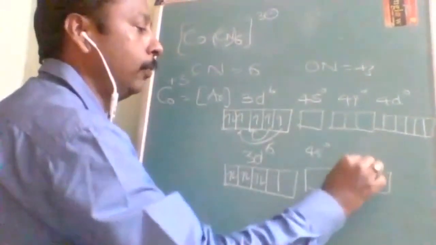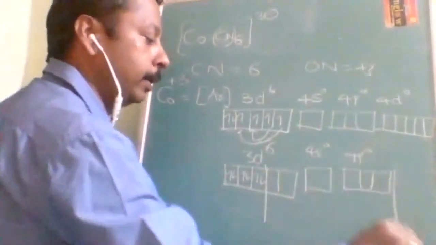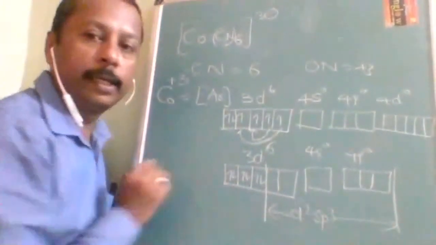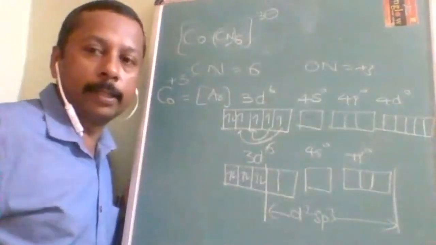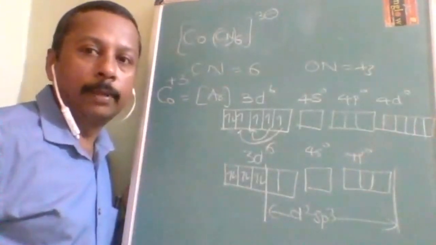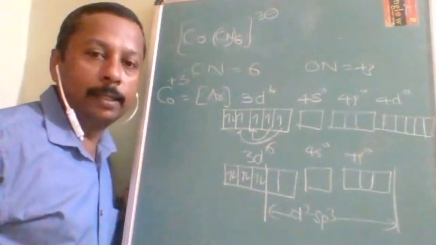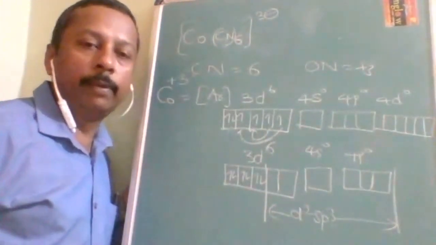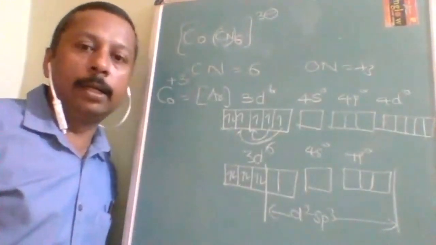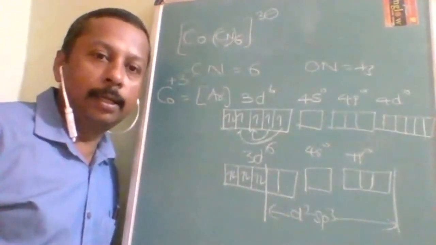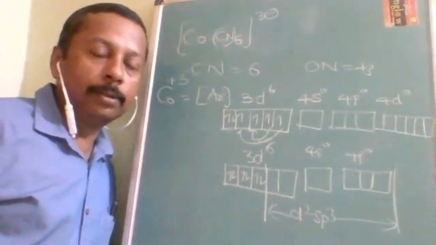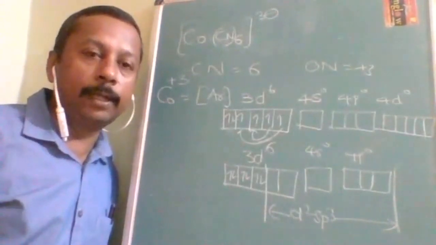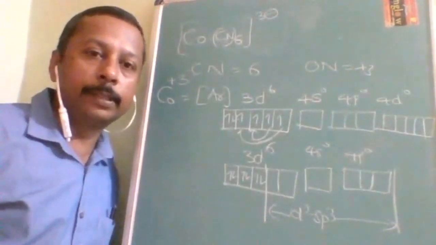4s0 and 4p0. So the hybridization is going to be d2sp3. The central metal is the same, the coordination number is the same, everything is the same, but still a lot of changes take place. It is now a strong field ligand, therefore it will form an inner octahedron. So this is all about the structures of coordination number 4, 5, and 6.